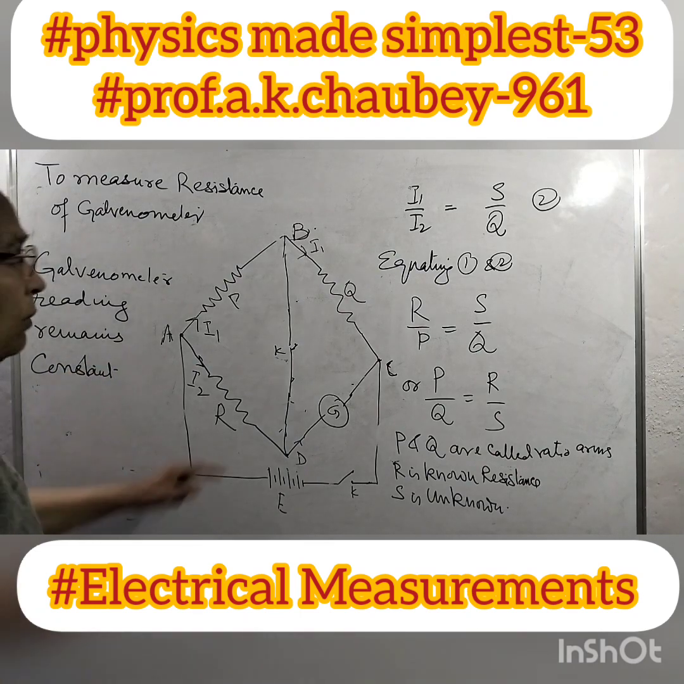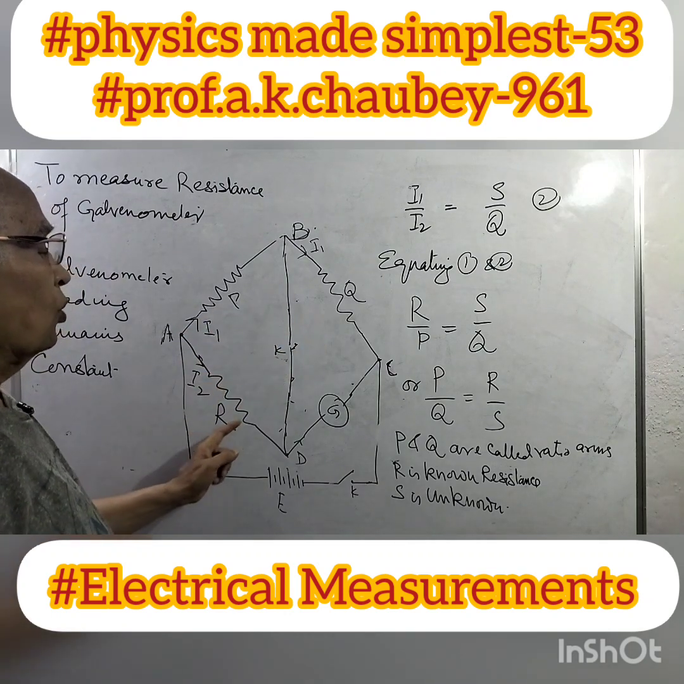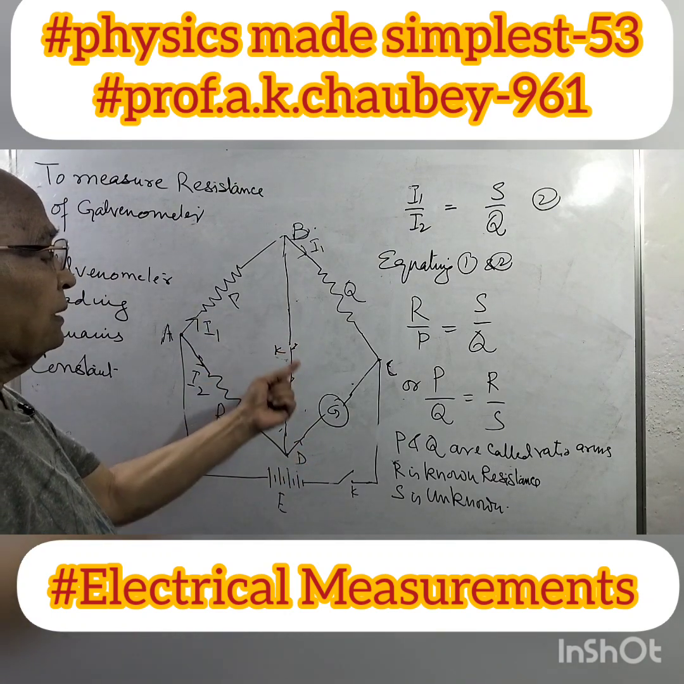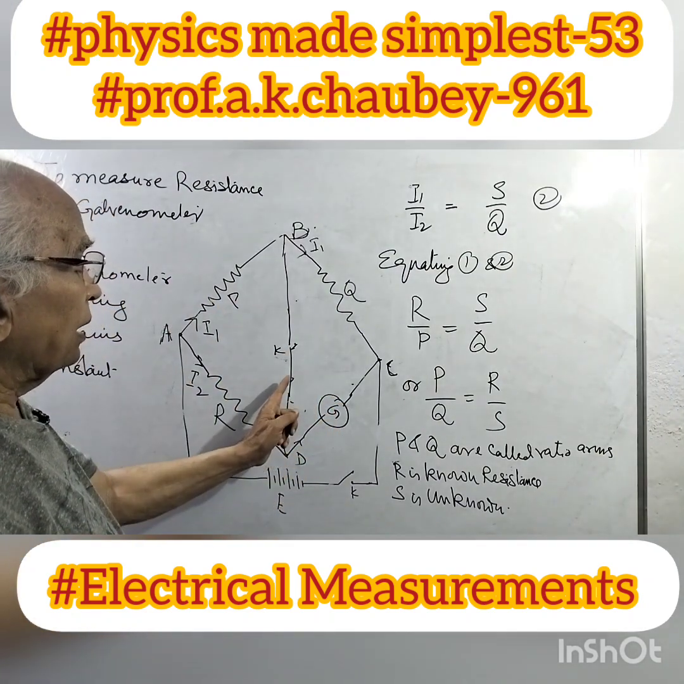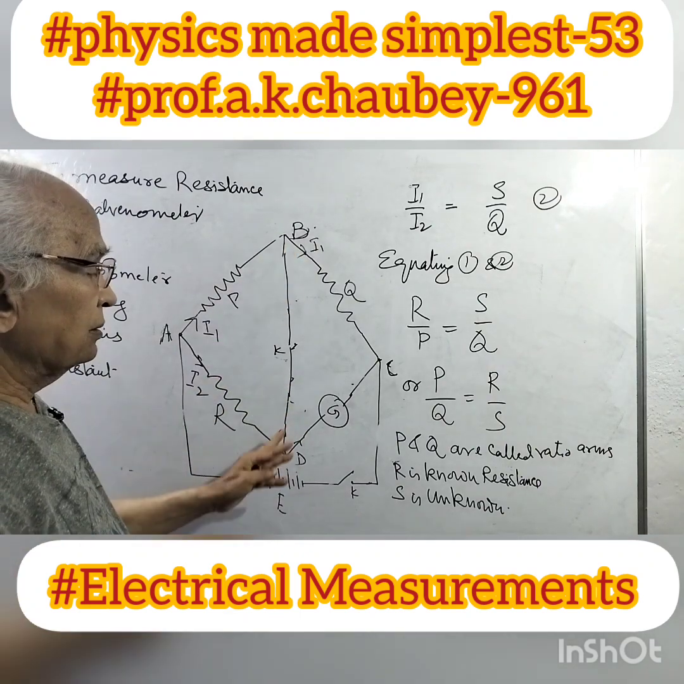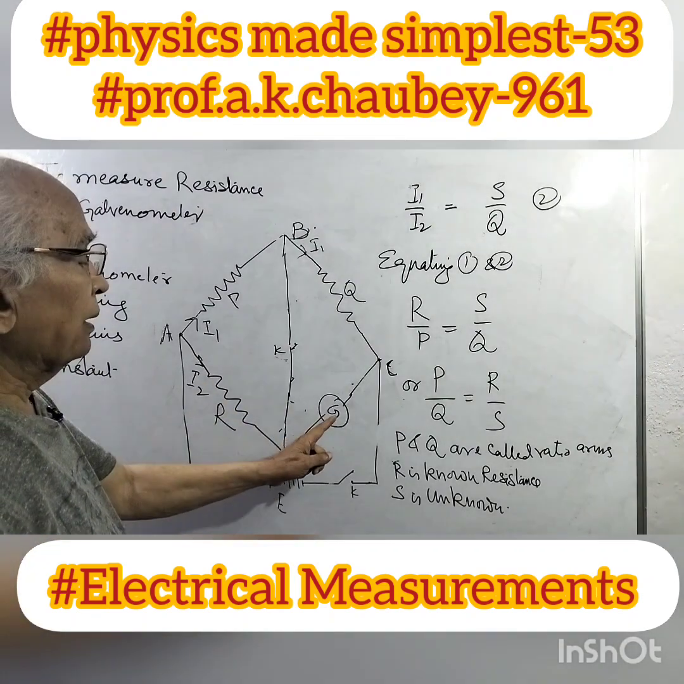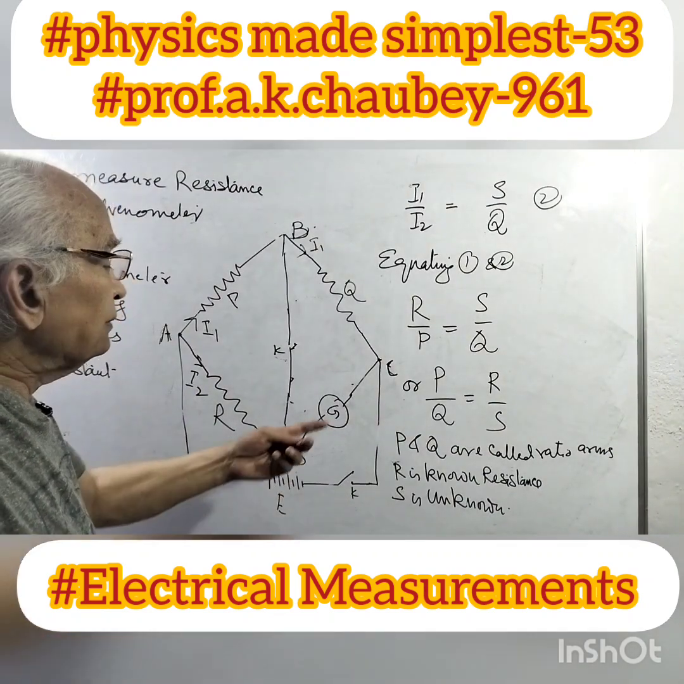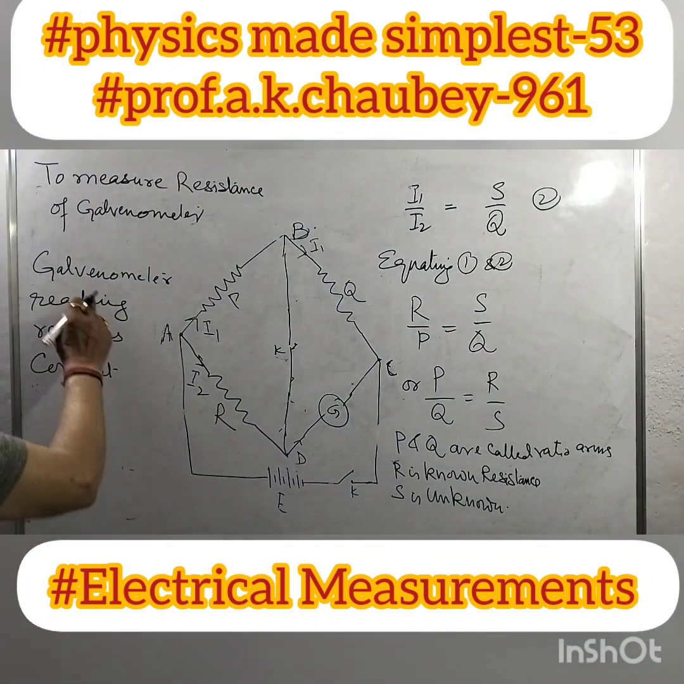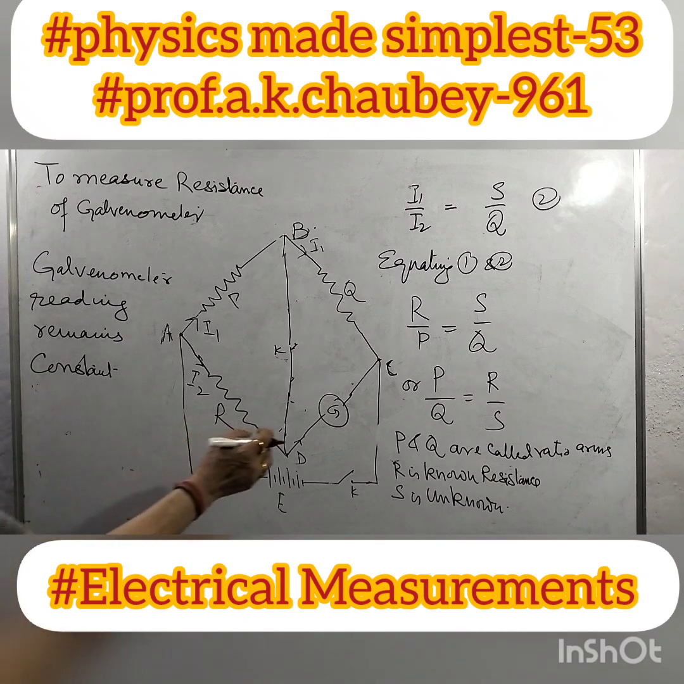So what we do by pressing this key, when we take resistance R such that P over Q is equal to R over G, and we press this key, if the galvanometer reading remains constant, it means no current is flowing in this arm and the bridge is balanced. So keeping the galvanometer, change the resistance such that when pressing this key, the deflection doesn't change. That gives the resistance of the galvanometer. Using this constant reading of the galvanometer method, we can measure the resistance of the galvanometer.